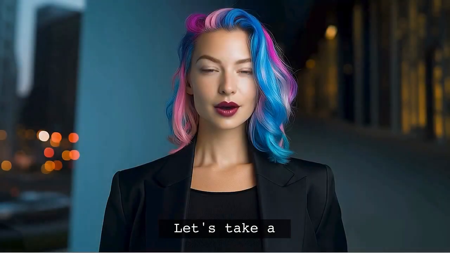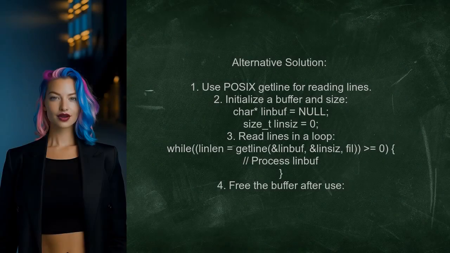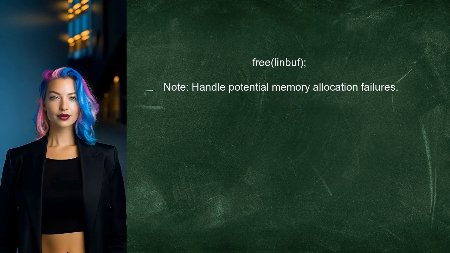Let's take a moment to review another user's answer. An alternative approach suggested by a user involves using the POSIX getline function for reading long lines from a text file. This method is compatible with both C and C++. The user provides a code snippet that initializes a buffer and reads lines in a loop, ensuring to handle memory correctly by freeing the buffer after use.